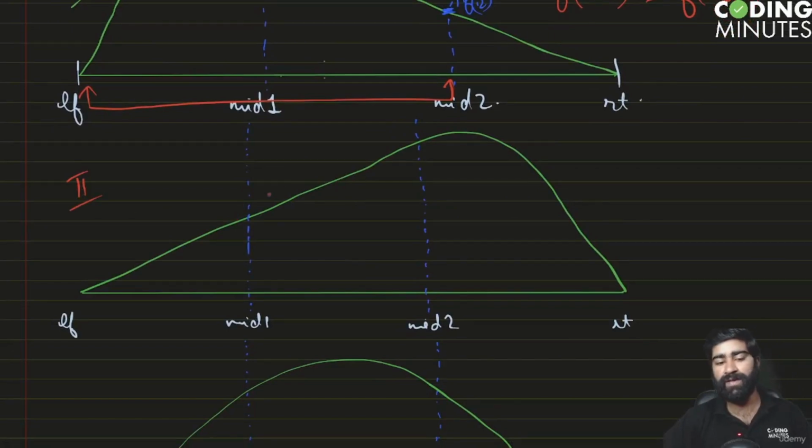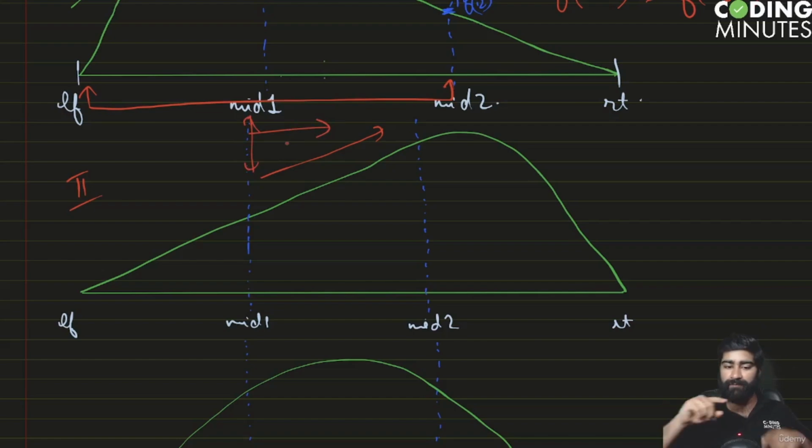In the second case, what we can see is an increasing slope this way. That means if I have an increasing slope on the right hand side and I want to find the maxima, the maxima will lie on the right of mid 1, because to the right of mid 1 it is increasing, right? And if it is increasing on the right of mid 1, it has to lie on the right hand side, it cannot lie on the left side, right?